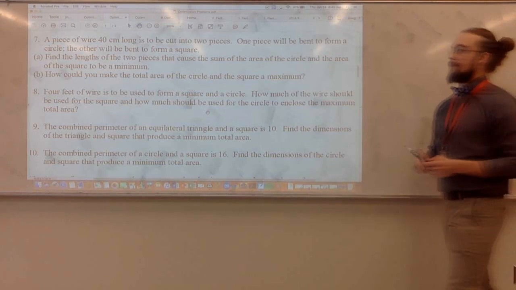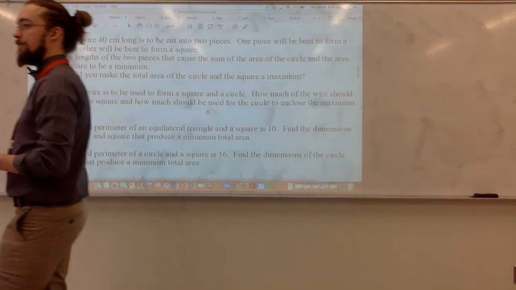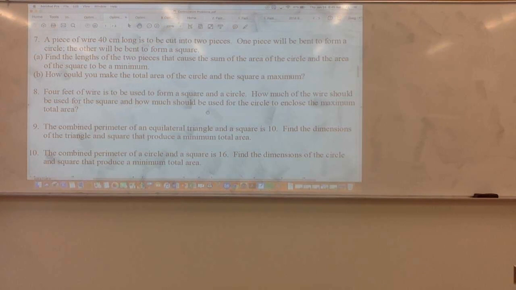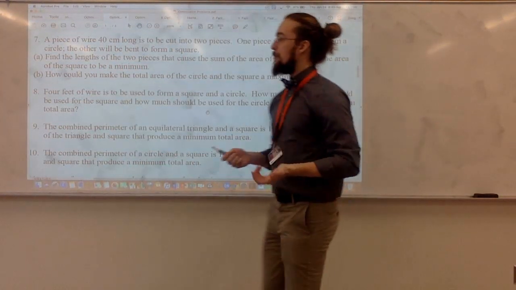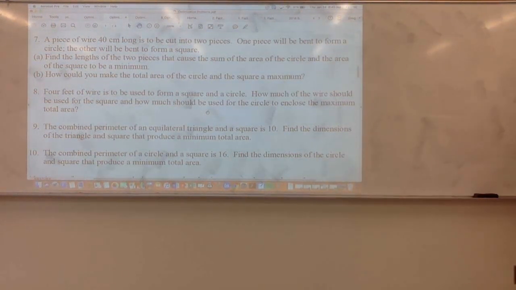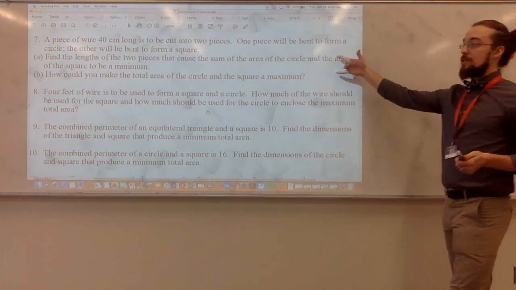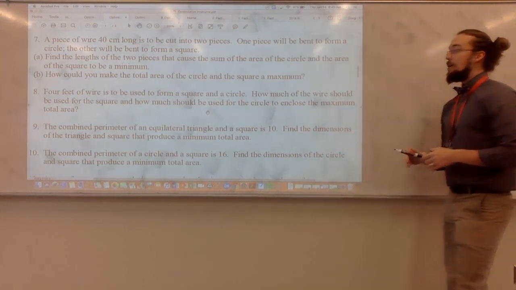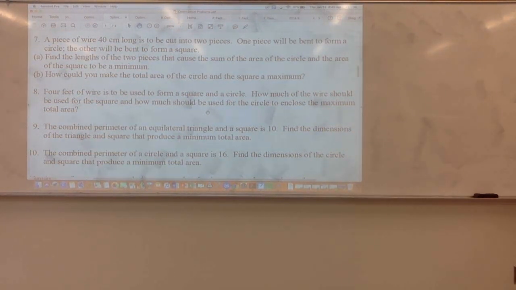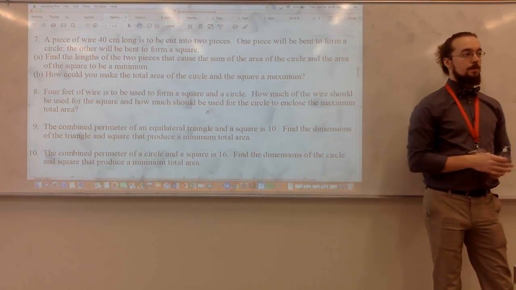All right, we're going to start with number 7. We're not going to do all the problems. Okay, on number 7, we're taking a piece of wire, 40 centimeters long, and we're cutting it. One piece is going to form a circle, one piece is going to form a square. First, this is a two-part question. First, I want to find the lengths of the two pieces that will cause the sum of the areas of the square and the circle to be a minimum. And then second, make it a maximum.